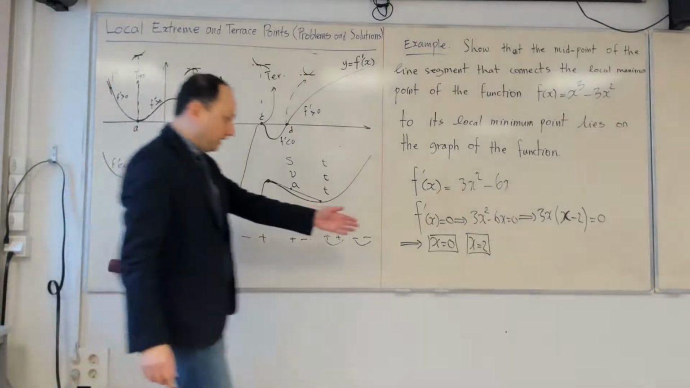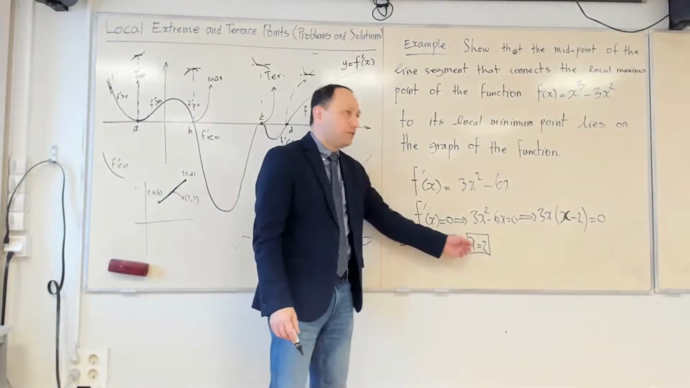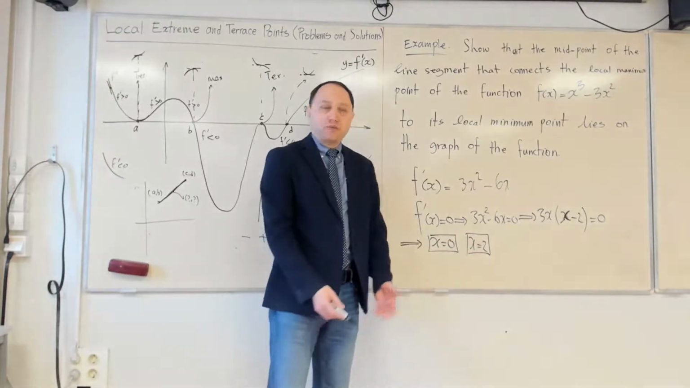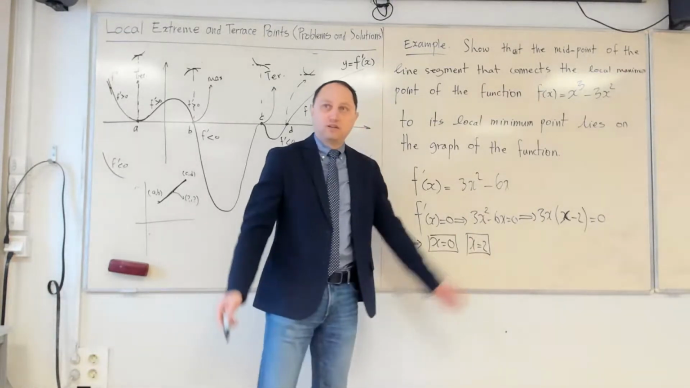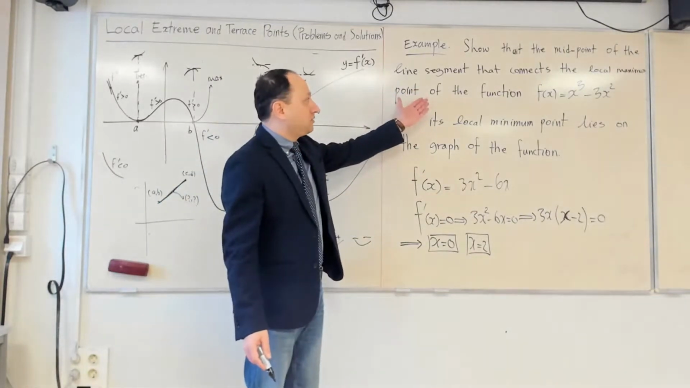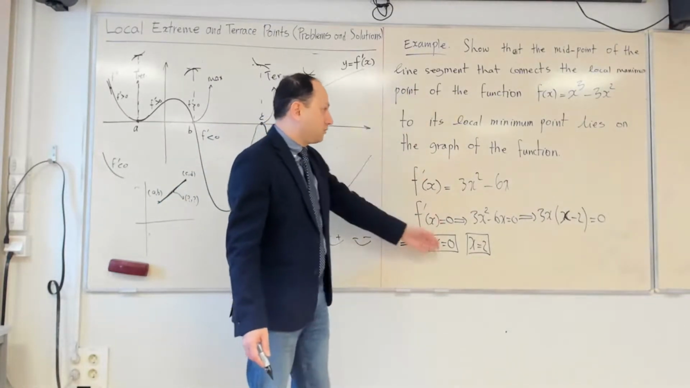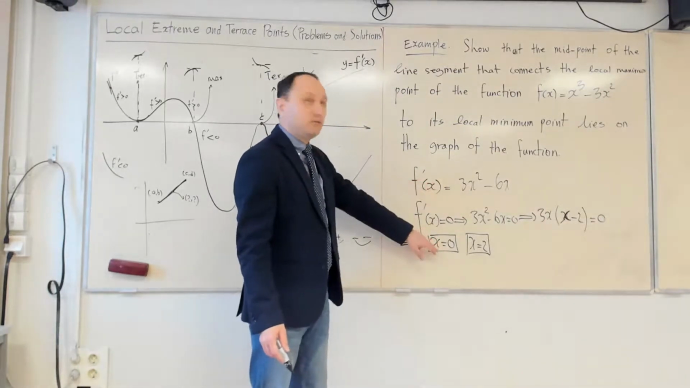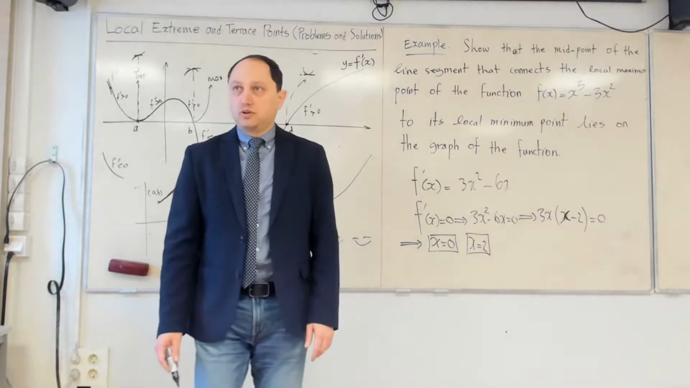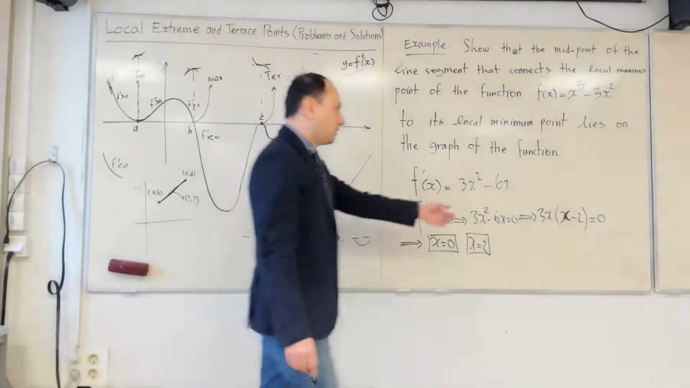There are two candidates. In principle, might be both of them are local maximum, might be both of them are local minimum, might be all of them are fake ones, they are terrace points. But if the problem is going to be a right problem, correct problem, it means that one of them should be a local minimum, one of them should be a local maximum. Okay? If you want, you can double check that.